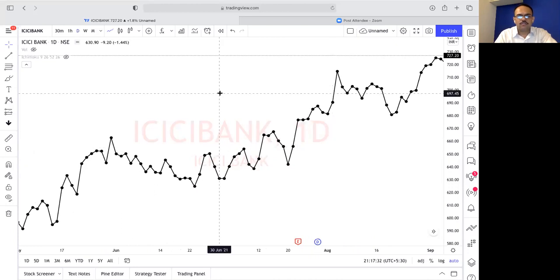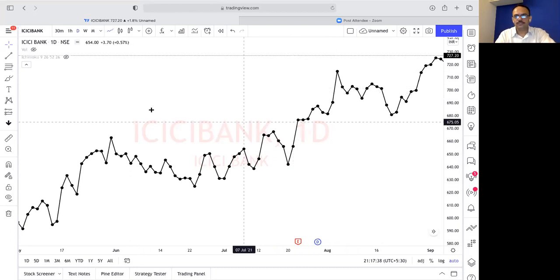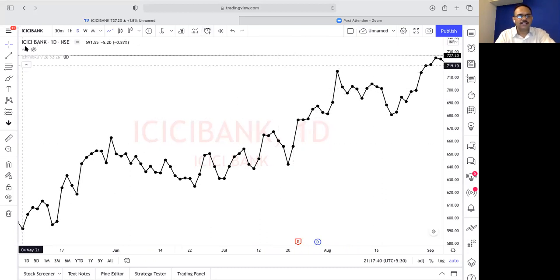Now, what you have to do is, you can see the charts, right? Yes, no? Can I have yes if you're able to see this ICICI Bank chart?